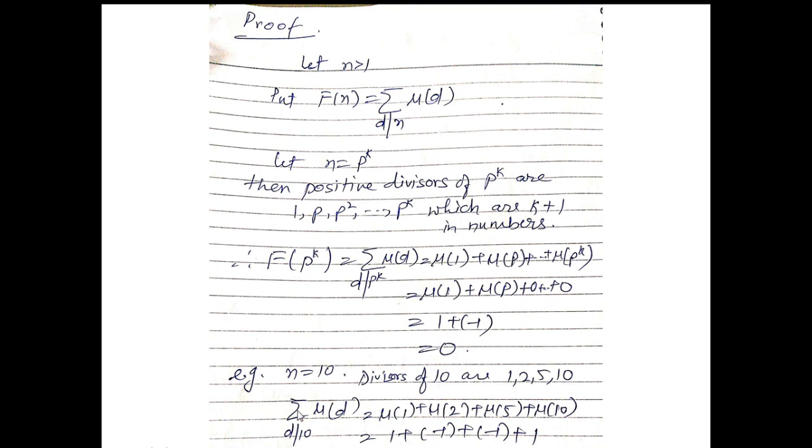For example, when n is equal to 10, the divisors of 10 are 1, 2, 5, 10. The summation of mu(d), d divides 10. So what are the divisors of 10? 1, 2, 5, 10. So this is equal to mu(1) plus mu(2) plus mu(5) plus mu(10). When we take the values, mu(1) is 1, mu(2) is minus 1, mu(5) is also minus 1, and mu(10) is 1. So this is 0.